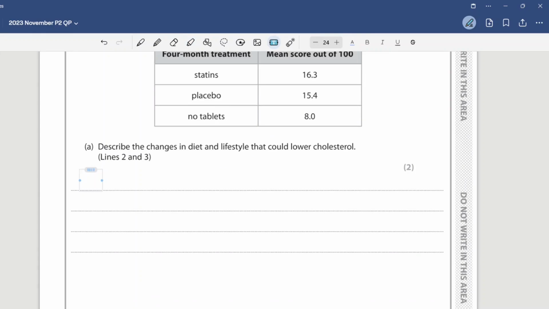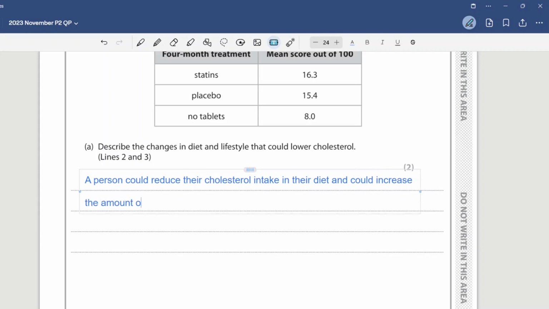So in terms of diet, a person could reduce their cholesterol intake in their diet and could increase the amount of exercise they do.